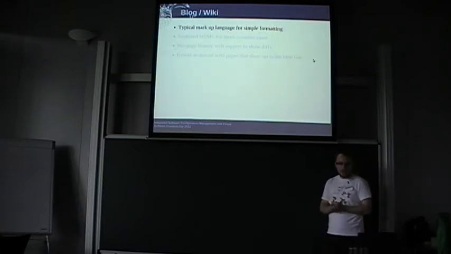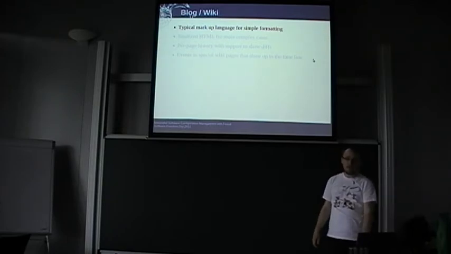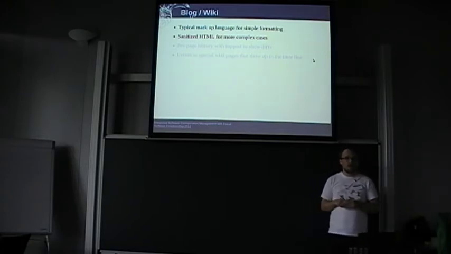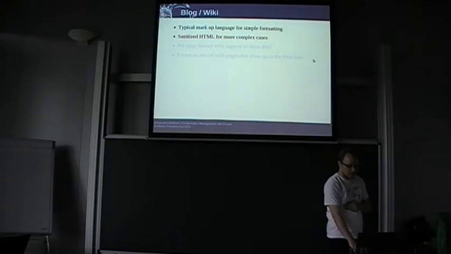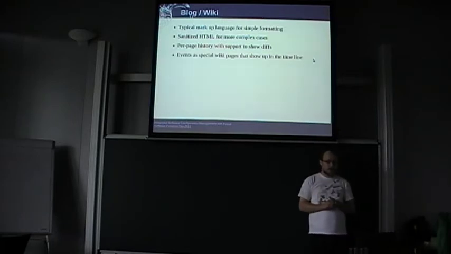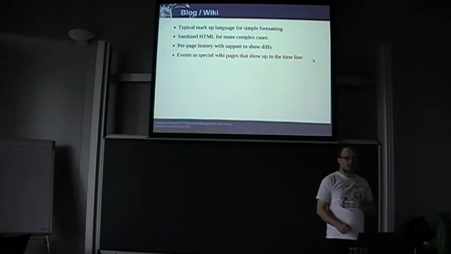Yeah, the blog and wiki have a typical small markup language for simple formatting rules. You can also use sanitized HTML. This can all be disabled if you want to use plain HTML without filtering all the time. It supports the usual page history, and you can mark things as events. Events appear in the timeline, normal wiki pages do not.